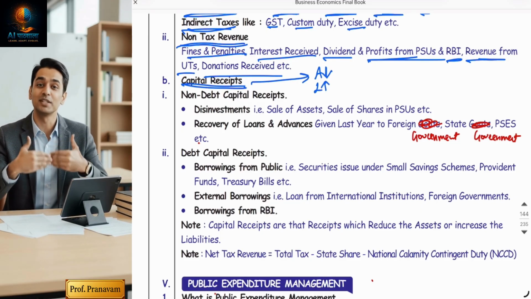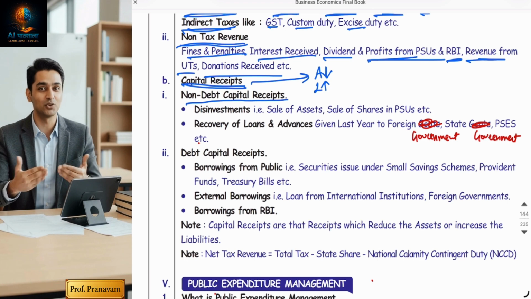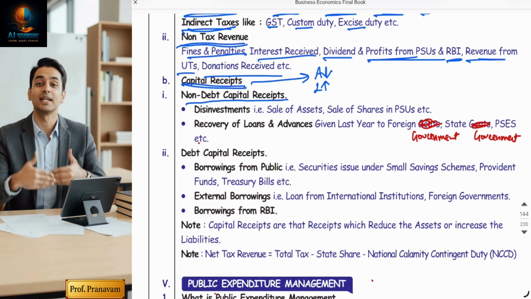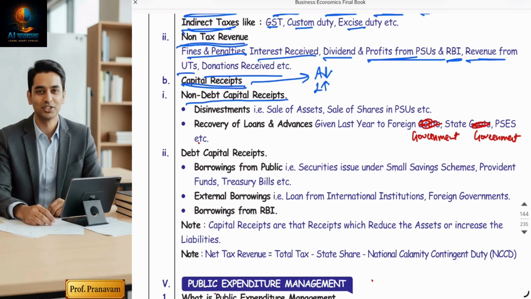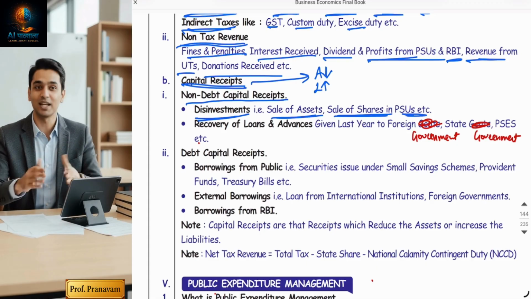So it is that receipt where assets are getting reduced and liabilities are increasing. That is non-debt capital receipts. Non-debt means government's owned fund. Now there are two types of NDCR. It's disinvestment, meaning sale of assets, sale of shares in PSUs.